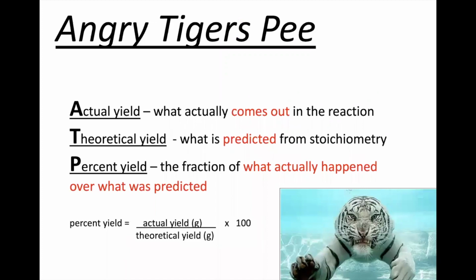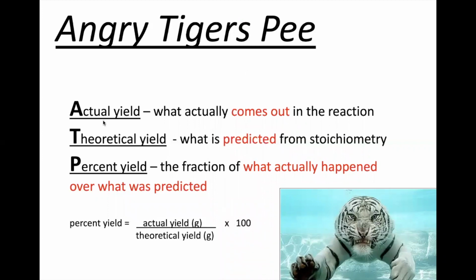There's this acronym that you can use to remember the order. It's Angry Tigers P. The A stands for actual, the T for theoretical, and the P for percent yield. It's just so you can remember the formula, like what goes on top of what. And I'm sure you can come up with your own, like if you know what ATP is, that's an easy way to figure that out too. It's just actual over theoretical times 100 to make it a percent.